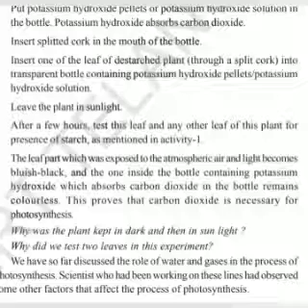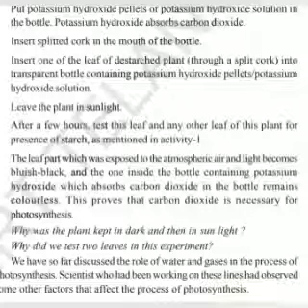So whenever we keep the leaf, some part of the leaf will be in the bottle, and some part of the leaf will be outside of the bottle. That means we are testing one leaf and checking the importance of the presence of carbon dioxide in photosynthesis. In the beginning we destarched the leaf. What is the use of that? Whenever we destarch, the starch of the leaf will be totally consumed.